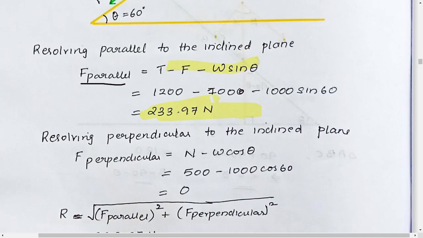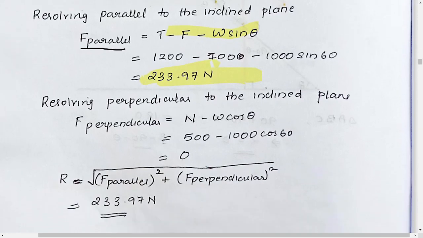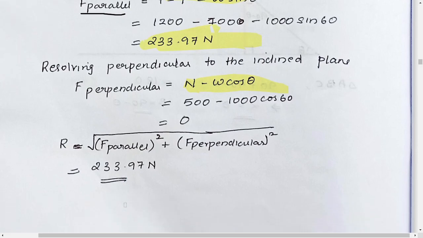And if you want, you can resolve the perpendicular forces. Of course, it will be zero because there's no vertical movement in this problem. It's just the sliding part. Okay, so it will be zero. So if you take the resultant, of course, it will be 233.97 Newton.